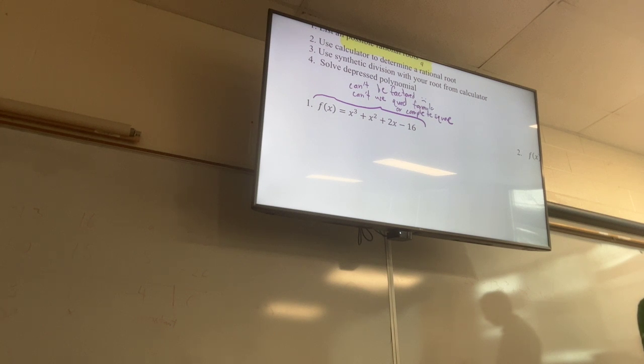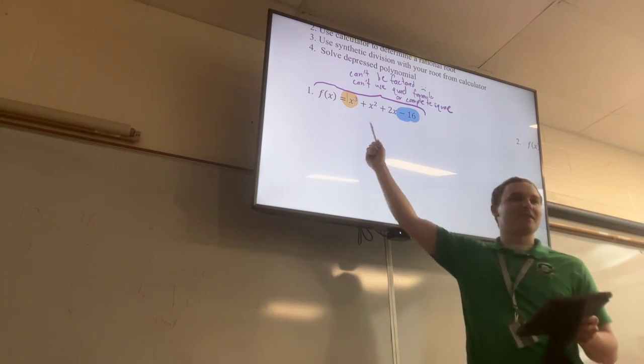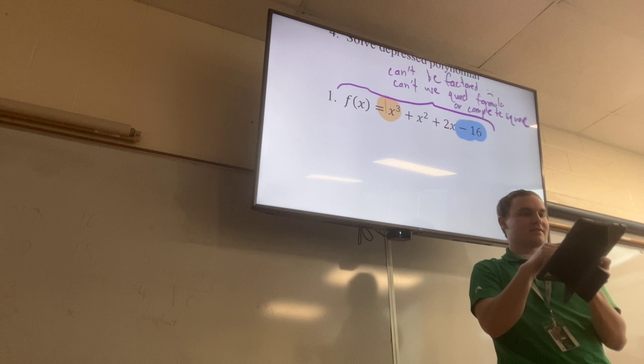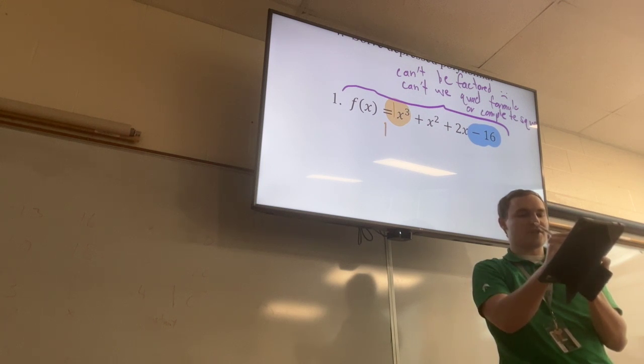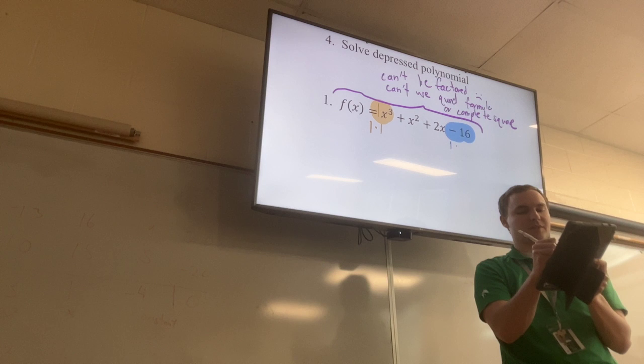So here's what we're going to do. I'm going to do this just like I did when I factored. I'm going to highlight that constant term in blue, and I'm going to highlight the leading term that has a coefficient of 1 in orange. What did we do when I highlighted these? We listed the factors. The factors of that lead coefficient are 1 times 1. Factors of 16 are 1 times 16, 2 times 8, 4 times 4.